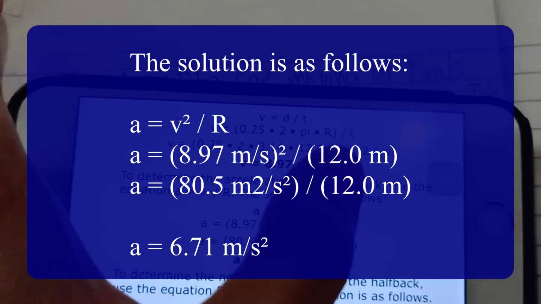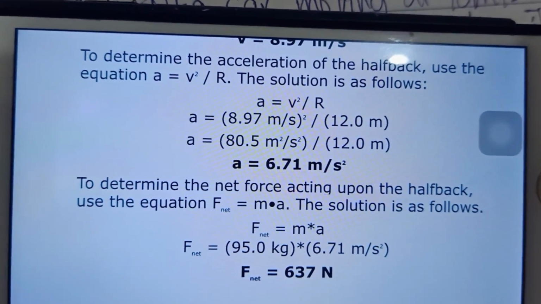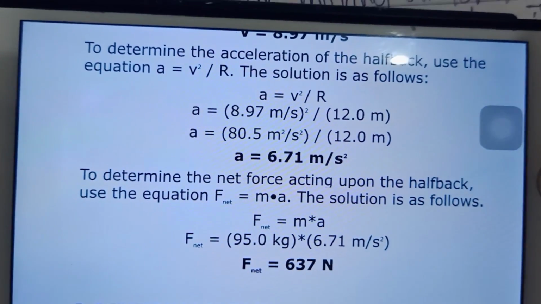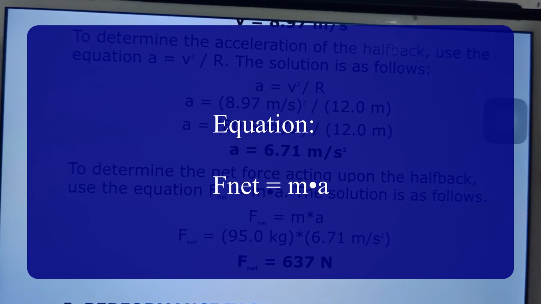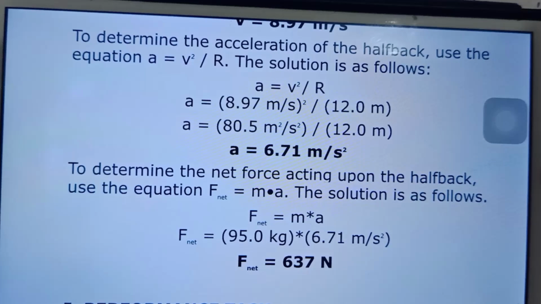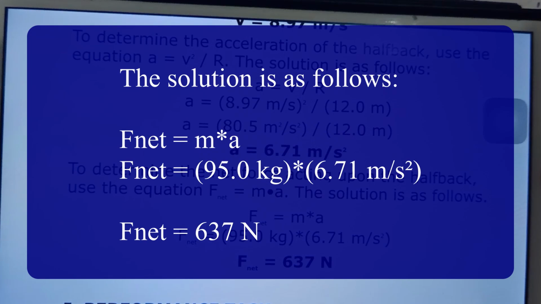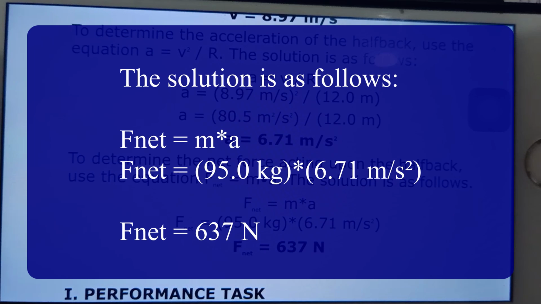To determine the net force acting upon the halfback, use the equation F net equals m times a. The solution is as follows. F equals m times a, which is equal to 95.0 kilograms times 6.71 meters per second squared. F net is equal to 637 N.